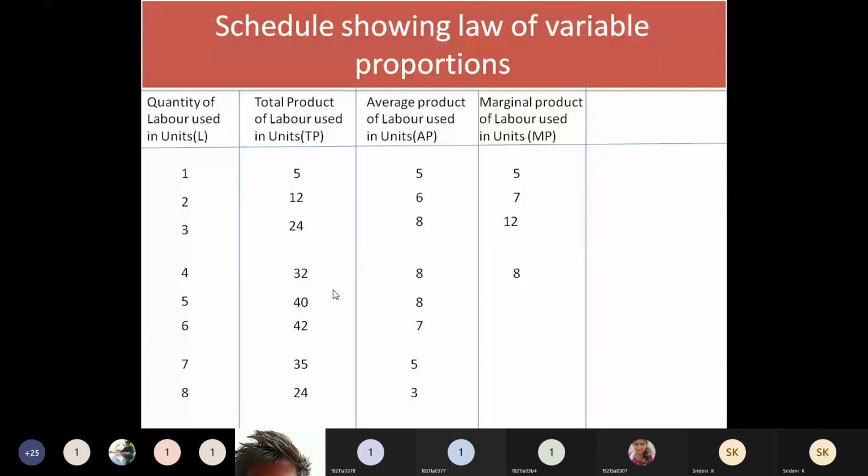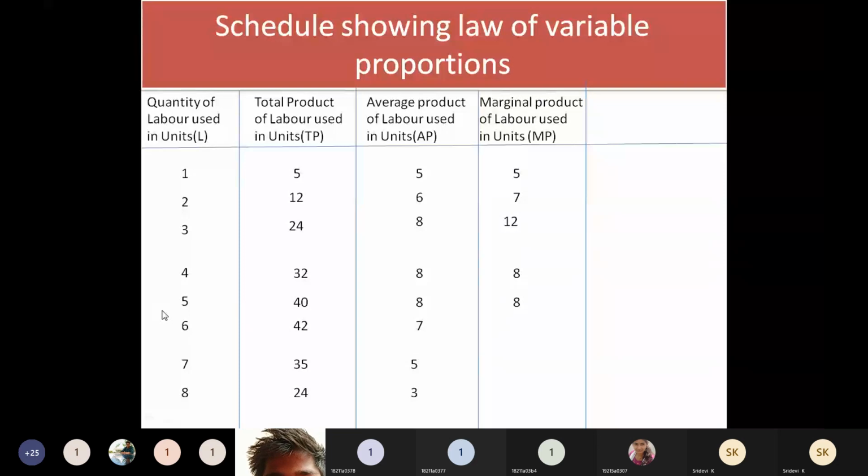Where it is added, 32 minus 24. See here, marginal production is reduced. Of course, per worker it may be 8 units, but when you take an additional worker here, production is reduced. Only 8 units were added to the total production. That means any of the workers may be doing well and the remaining are idle. So due to that reason also this may be taking place.